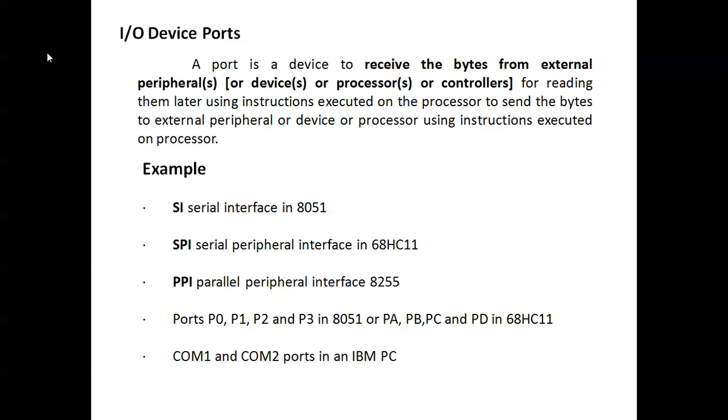So here are examples of input output ports: the serial interface in 8051, the SPI serial peripheral interface in 68HC11, and the PPI parallel peripheral interface 8255, and ports P0, P1, P2, P3 in 8051, and PA, PB, PC, PD in 68HC11, then COM1 and COM2 ports in an IBM PC. So these are the things as input output ports. Example.